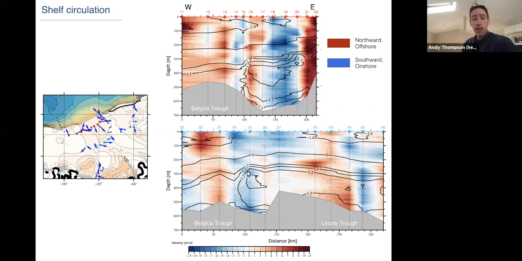And in fact, closer to the coast, you have both of these troughs sort of hosting a cyclonic circulation where there's flow in on the eastern side of the trough and flow out on the western side, both in the Latady and the Belgica Trough. So there's very much a signature that I think is consistent with many regions on the continental shelf, that these troughs, through bathymetric steering, conservation of potential vorticity, support cyclonic gyre-like circulations within each trough.